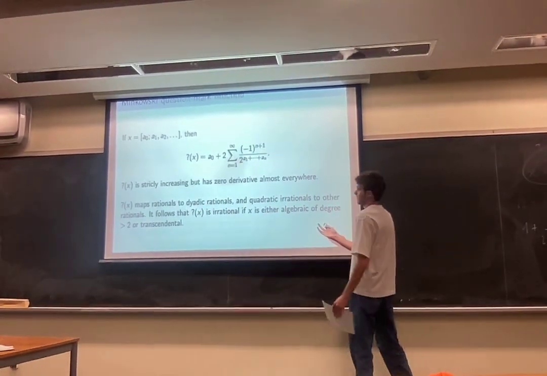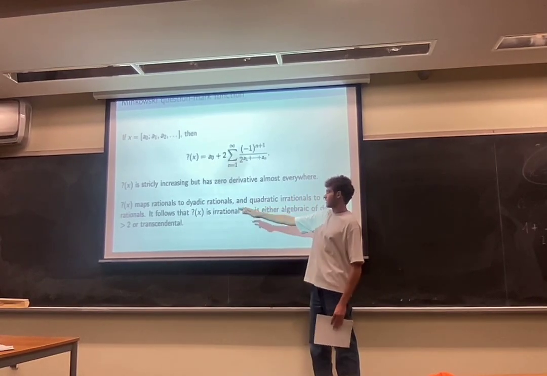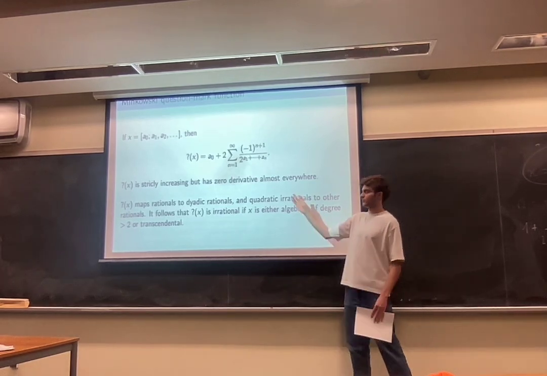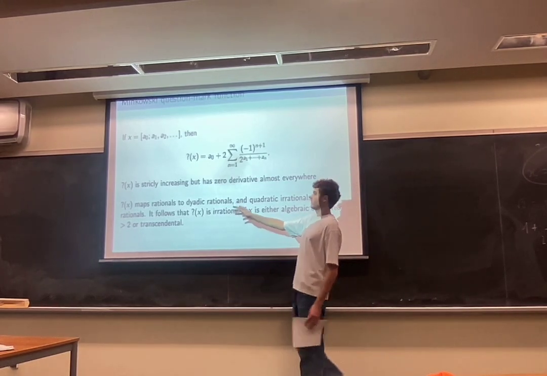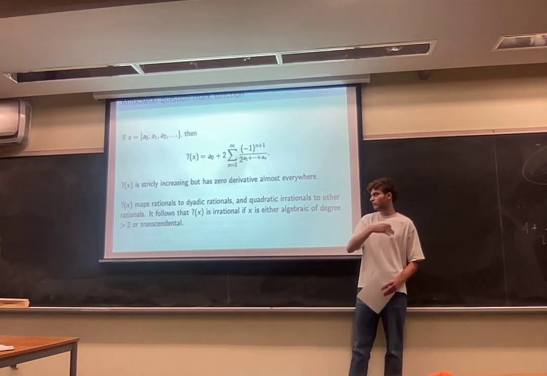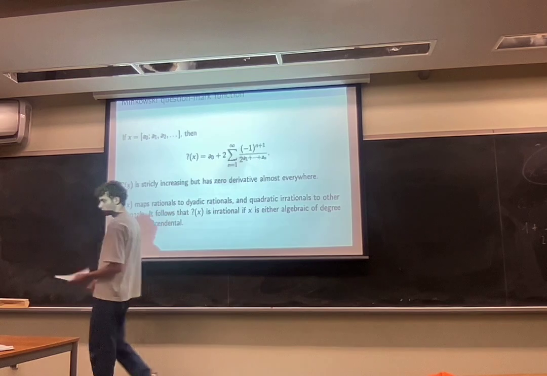But the point is that since rationals get mapped to rationals, and quadratic irrational numbers, so roots of quadratic polynomials, also get mapped to rationals, it follows that if the question mark of x is irrational, then either x is algebraic of degree greater than or equal to 3, so greater than 2, or it's transcendental.